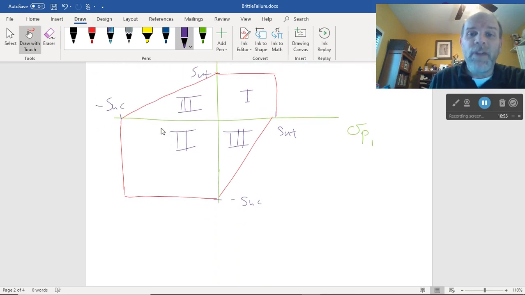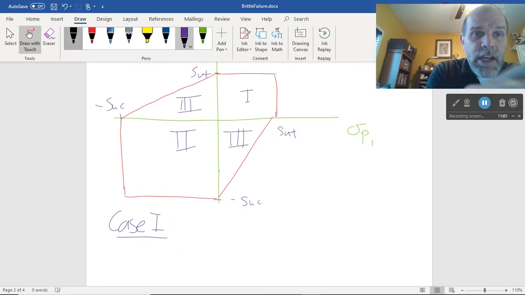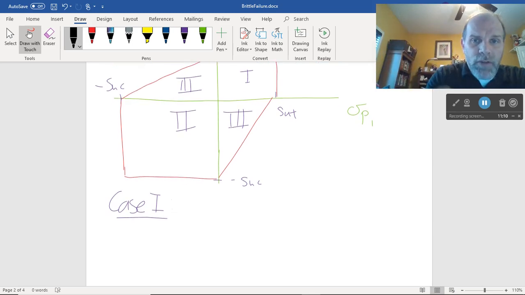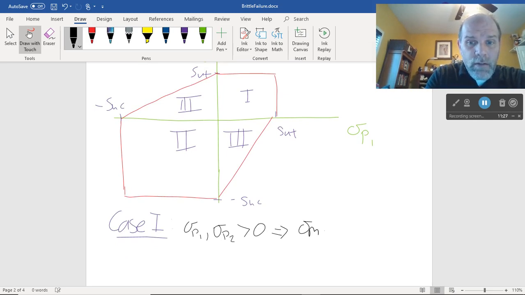So what is my failure criteria? What do my failure criteria, I should say, look like for these different areas? Case 1, what I would do is take the bigger of sigma P1 and sigma P2, the bigger in terms of a number line sense. And I'd say, all right, well, for case 1, if they're both positive, if sigma P1 and sigma P2 are both bigger than 0, and I'm not saying which one's bigger than the other, then my failure criterion is quite simply sigma max is bigger than SUT.